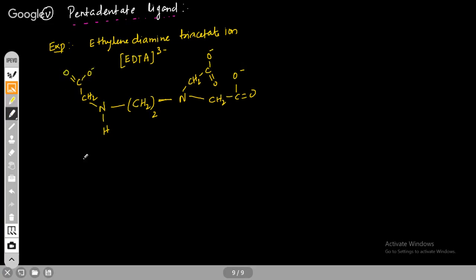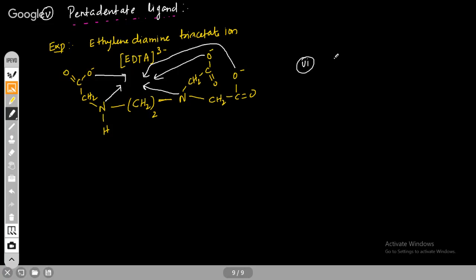Okay, and in all these you see what are the donor atoms? We have five donor atoms because denticity is 5. One is this, another one is this, 2, 3, 4, and the fifth one is this oxygen, 5. So we have 5 donor atoms in this ethylene diamine triacetate ion.